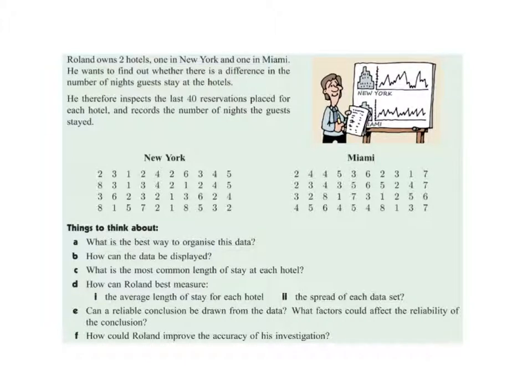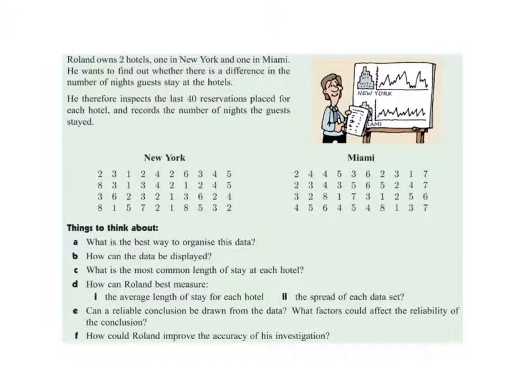So we have a situation that has us look at a very unorganized data set and try to interpret it. It says that Roland owns 2 hotels, one in New York and one in Miami. He wants to find out whether there is a difference in the number of nights guests stay at the hotels. He therefore inspects the last 40 reservations placed for each hotel and records the number of nights the guest stayed.